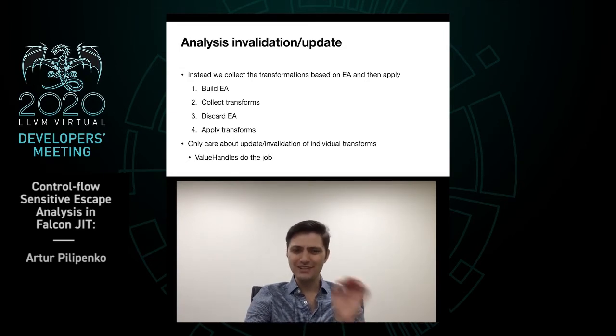This way, we still need to care about update and invalidation, but only at the level of individual transforms. And because the transforms are very simple, things like remove this instruction, replace this value with that value, things like that, the update is also very simple. And usually it's just enough to wrap all the values into value handles.